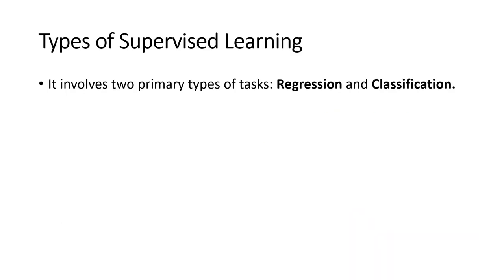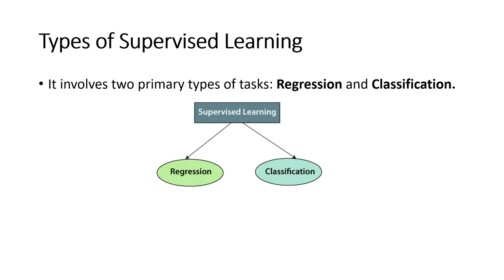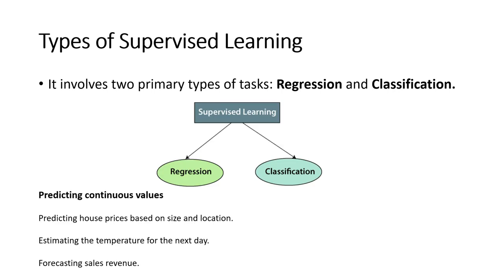So what are the types of supervised learning? Mainly, there are two types of supervised learning. One is called regression and another is called classification. What is regression? Regression is very simple. That is nothing but predicting continuous values. For example, predicting a house price based on size and location, when we have input size and location in order to predict the house price.